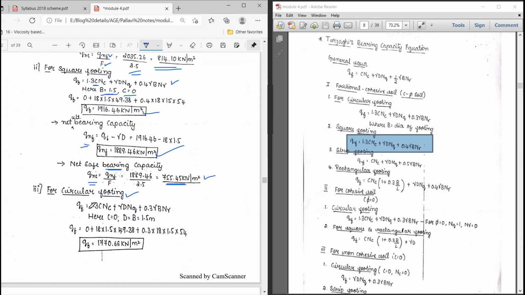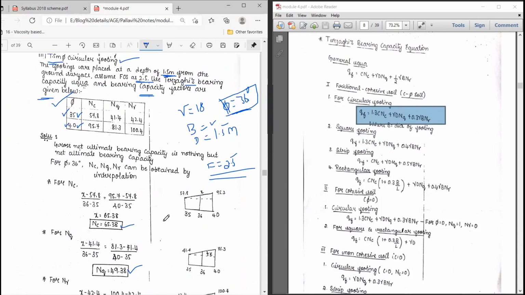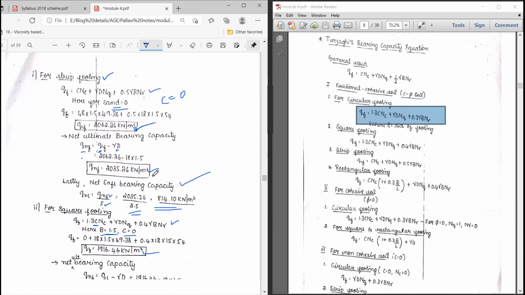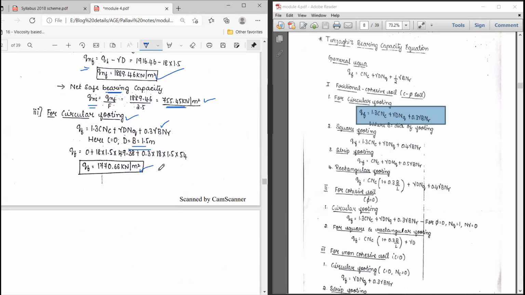Similarly, repeat the same steps for circular footing. So this is the formula for circular footing: 1.3 c into N suffix c plus gamma into D into N suffix q plus 0.3 gamma into B into N suffix gamma. Here also remember, B stands for the diameter of the circular footing. Therefore, what is the diameter of the circular footing? The problem says the diameter of the circular footing is 1.5 meter. Therefore, here you substitute the diameter for B, and you know what to substitute for the remaining values. Depth is 1.5. So you just substitute all the values and calculate the ultimate bearing capacity.